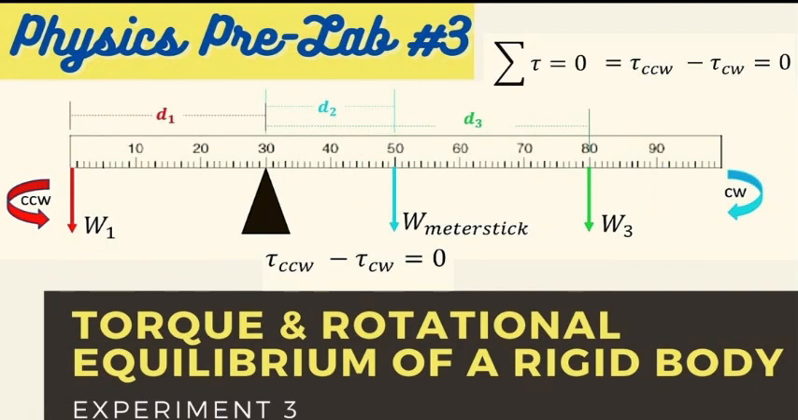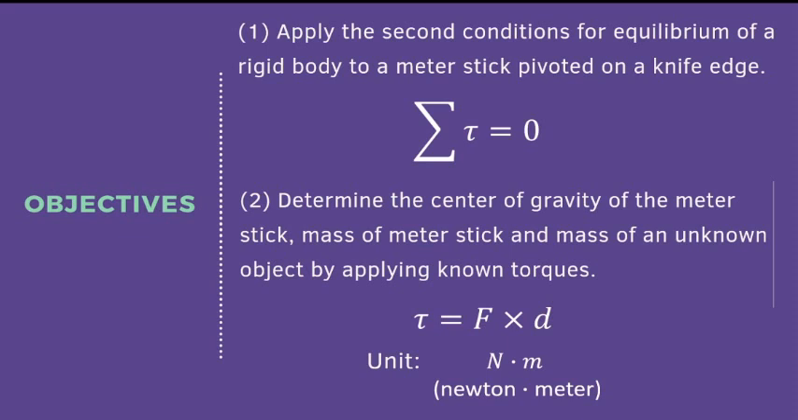Good day everyone. Now we will discuss Experiment 3, entitled Torques and Rotational Equilibrium of a Rigid Body. The objective of this experiment is to apply the second condition of equilibrium, also called rotational equilibrium, of a rigid body to a meter stick pivoted on a knife edge. Here, torque is defined as the tendency of an object to rotate, and the summation of all torques applied on the meter stick should be equal to 0 in order for the meter stick to be in equilibrium.